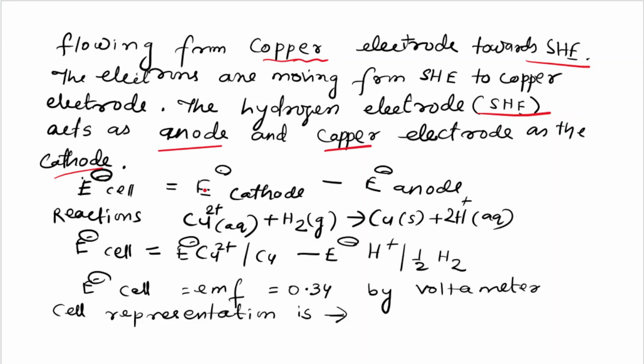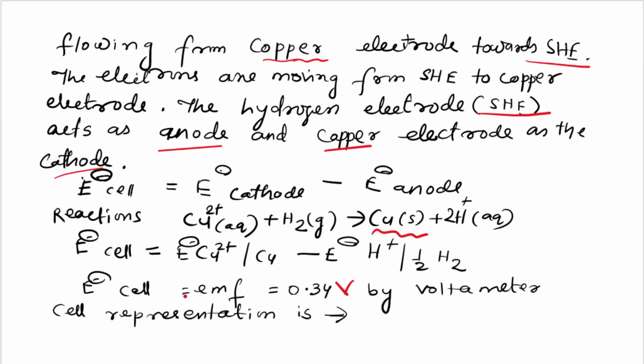E cell equals E0 cell, from that complete reaction, E cathode minus E anode. And the reaction is, here you can see copper plus 2 gaining electrons, and on that side copper loses electrons. So E cell equals cathode minus anode. Here copper plus 2 oblique copper acts as cathode. So E0 cell is obtained from the voltmeter deflection, that is 0.34 volt by the voltmeter.